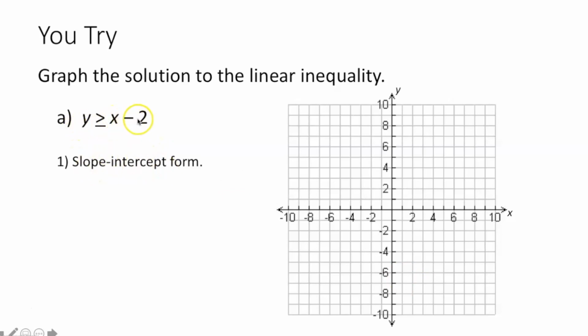Y, and then we have mx plus b. Yeah, we're already in slope-intercept form. Perfect. Next, plot 3 points. We start with our y-intercept, which in this case, our b value is negative 2.